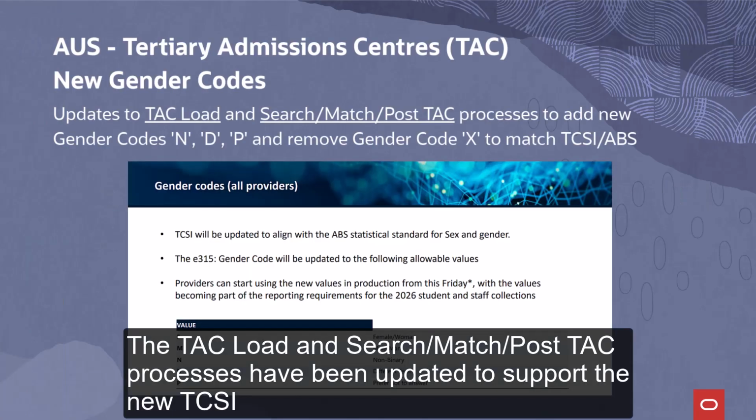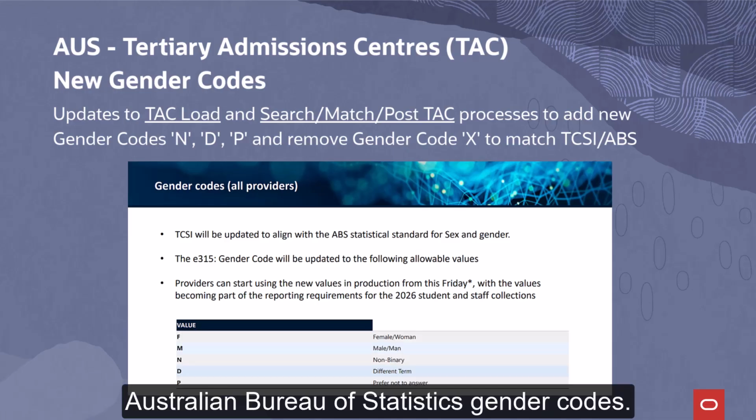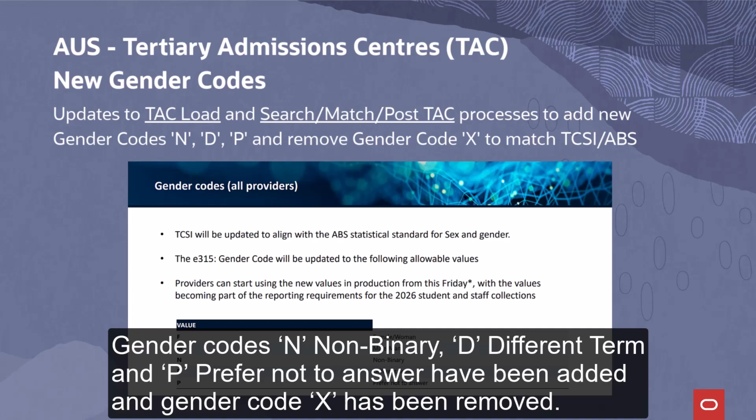The TAC load and search match post TAC processes have been updated to support the new TAXI, Australian Bureau of Statistics gender codes. Gender codes N, non-binary, D, different term, P, prefer not to answer, have been added, and gender code X has been removed.